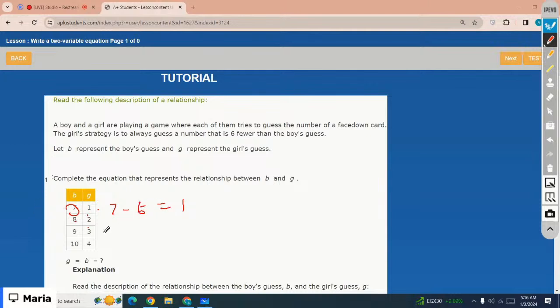That is 7 minus 6 equals 1, 8 minus 6 equals 2, 9 minus 6 equals 3, and 10 minus 6 equals 4. That means for each value of B, you have to subtract 6. So that is G equals B minus 6. Got it?